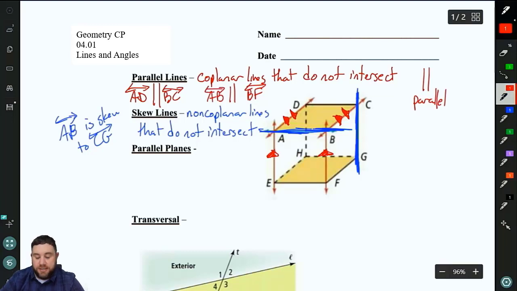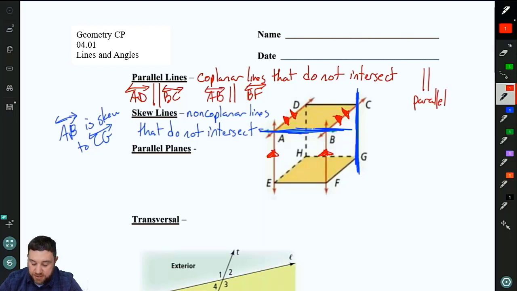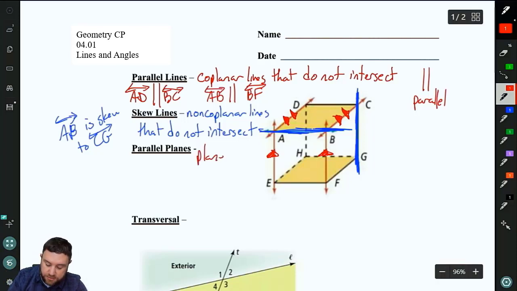So skew lines only exist in 3D space. They never intersect, but they're on different planes. Then parallel planes are planes that don't intersect.